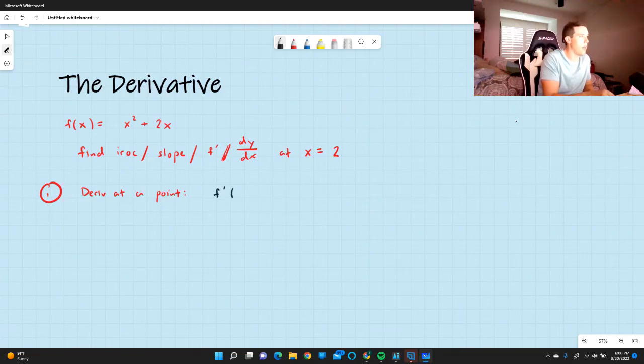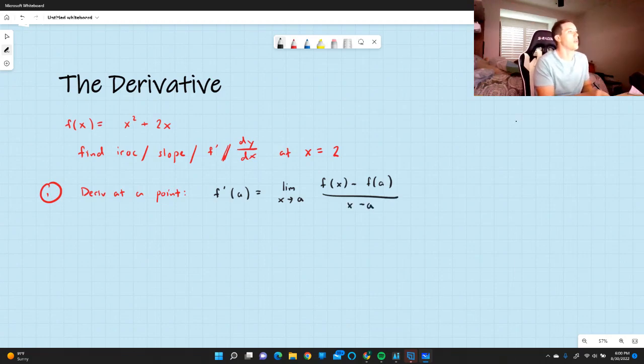To find the derivative at the point a, in this example we're about to do, it's going to be 2. You take the limit as x approaches a of the function f of x minus f of a over x minus a. So in other words, you're saying if I have the slope between a point x and the point a, and I want to figure out the derivative, you're basically saying what's happening when x and a are essentially on top of each other. So it's the instantaneous rate of change at the point.